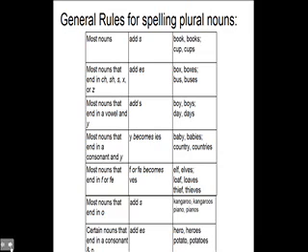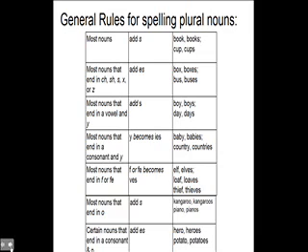Then we have some special rules for plurals as well. Most nouns that end in CH, SH, S, X, or Z, we simply add ES, such as box becomes boxes with an ES, bus becomes buses. The next rule is that most nouns that end in a vowel and a Y, we add S. Boy becomes boys, day becomes days.